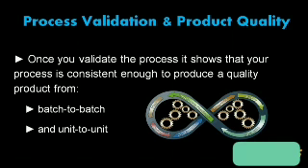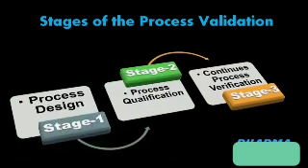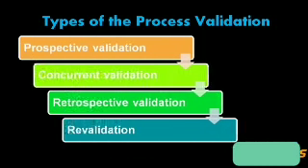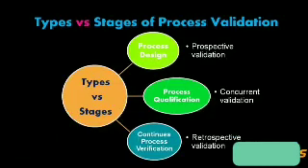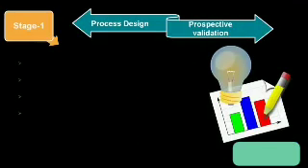Now move on to the various stages of PV which I told you about in the beginning. So there are 3 stages: process design, process qualification and continuous process verification. And the 4 types are prospective, concurrent, retrospective and revalidation. I'll tell you one by one, and also tell you when and where these different types of validation are to be performed. Now start with stage 1, that is process design or prospective validation.